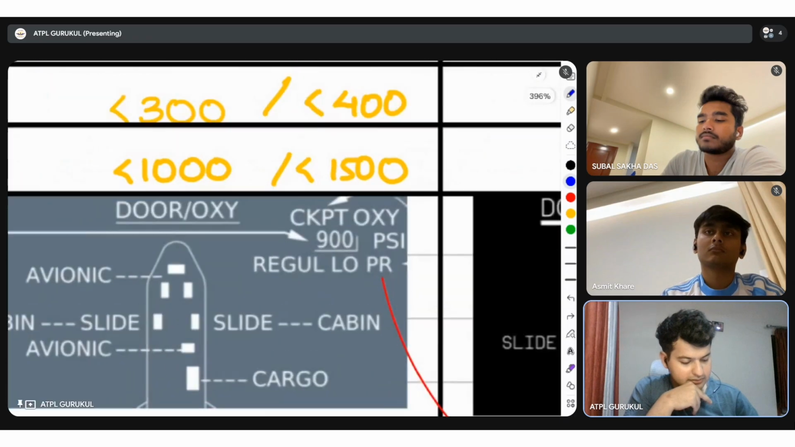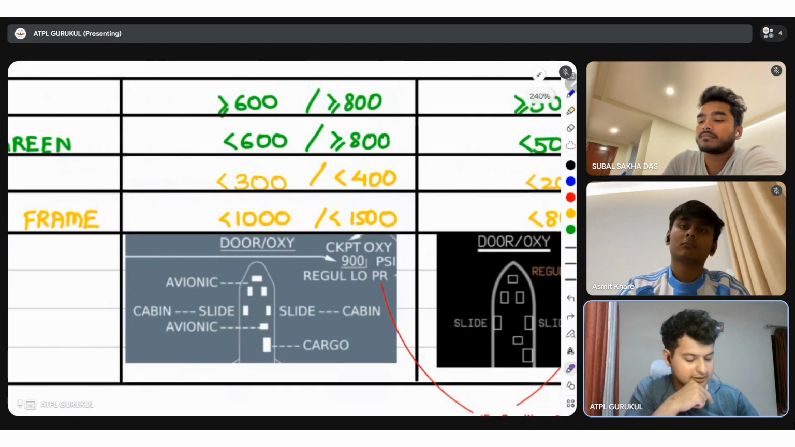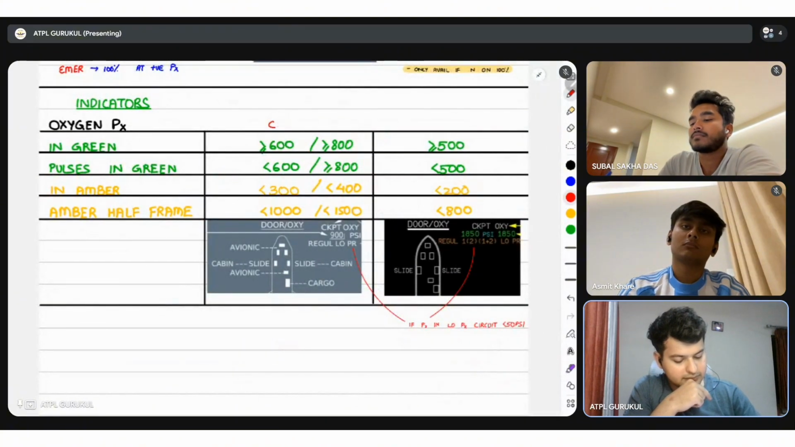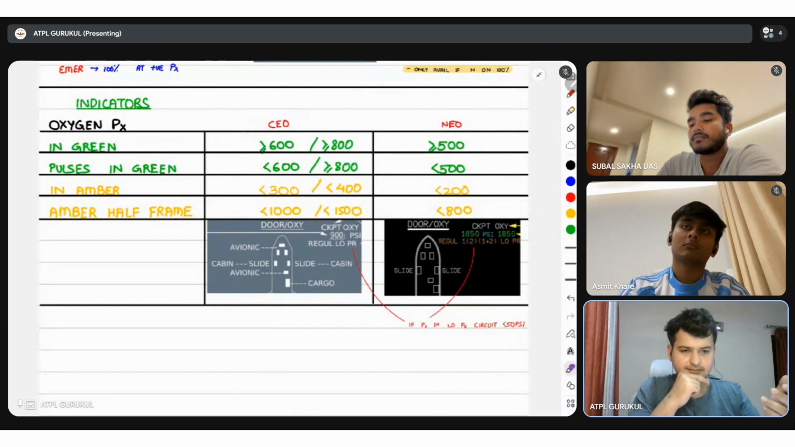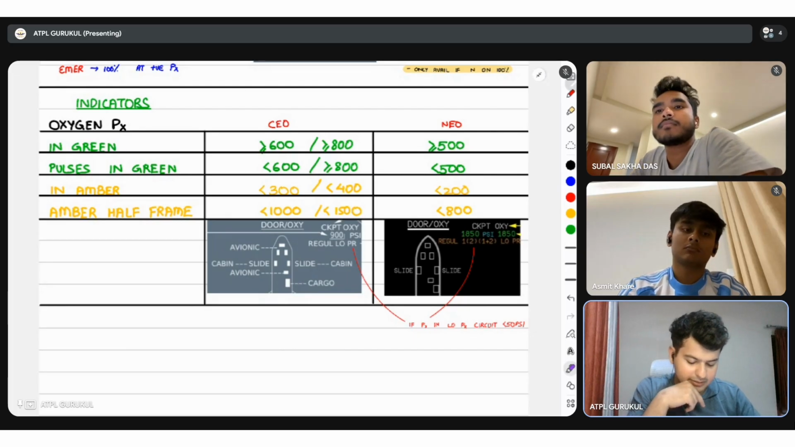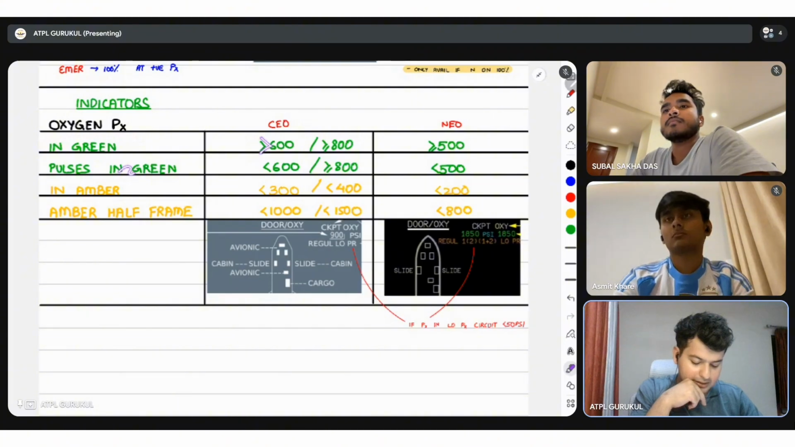So this cockpit oxygen thing is now divided into two types of aircraft, CEO and NEO. You have to study for CEO. Even in CEO there are two or three variations, and I'll write both down. If you've seen the values, they will click in the exam. There are a few MSNs which tell you it will be in green if you go above 600 or 800. If it is 600, when will pulses in green come?